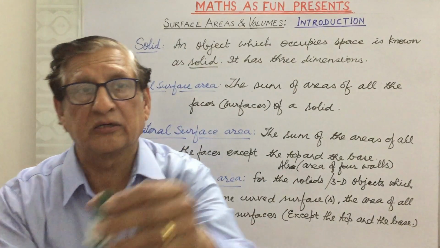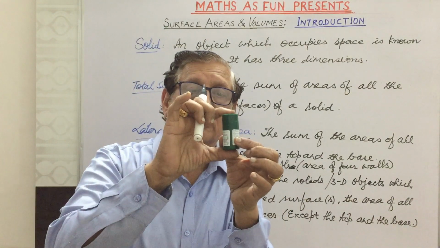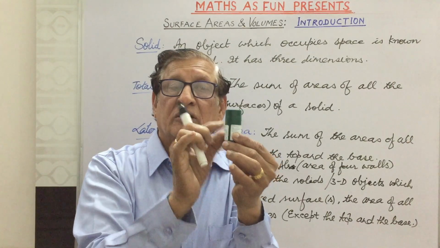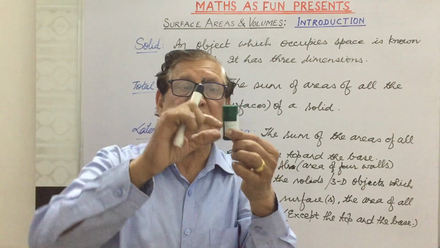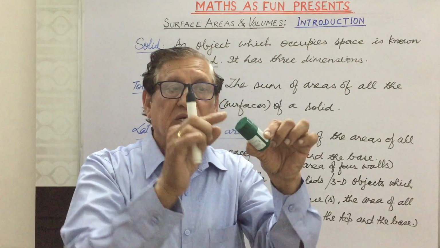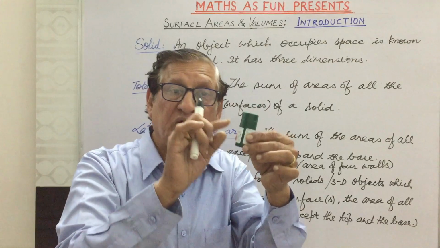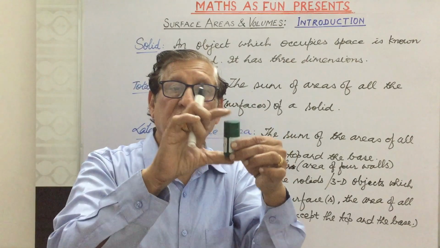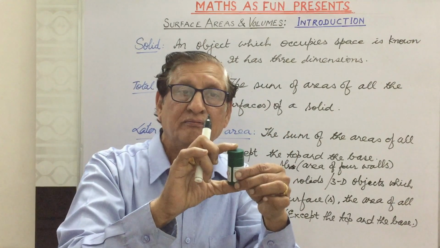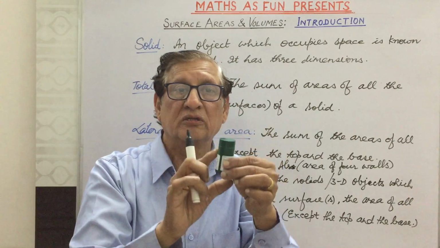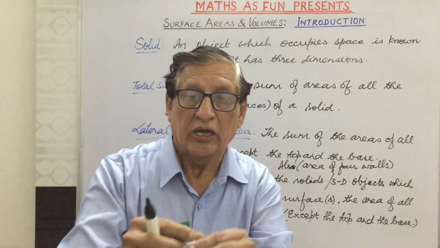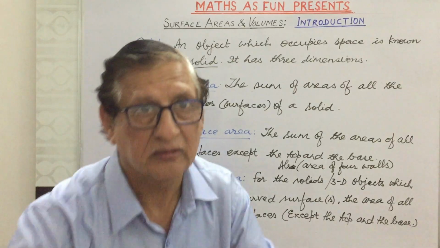Like we have a cylinder. In case of a cylinder, we have 3 faces. One is known as the curved surface, and these are circular faces, the top and the base. If we find the areas of all these 3 faces and add them, then that will become the total surface area of this. In case of a sphere, this is a sphere.